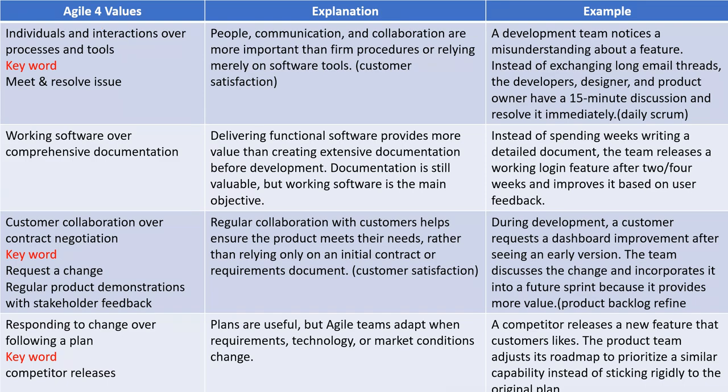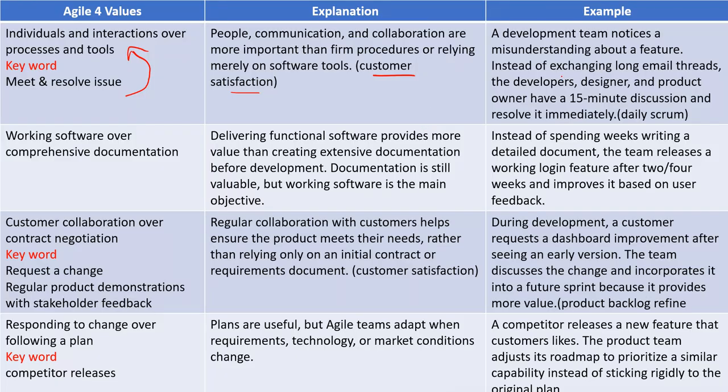The first value says individuals and interactions over processes and tools. Even in the exam, if the question comes and the keyword is meet and resolve issue, it means they are talking about the first agile value. What does it mean? If there is some issue in the team, normally we have to communicate and collaborate with the people in order to resolve that issue, because customer satisfaction is the priority in agile, that we have to satisfy our customers.